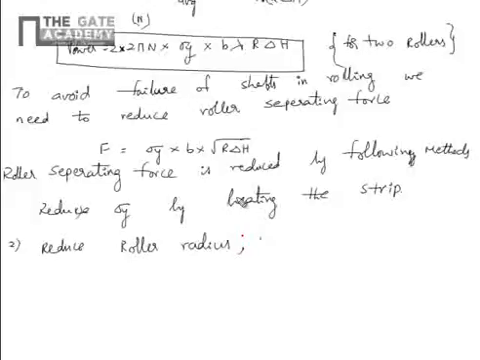And you can use back tension, in the backward direction. With forward force and backward force, both stresses, if you pull from both sides, that will also reduce the roller separating force. So these are the different methods to reduce the force generated between the rollers and the strip. Use back tension and front tension.